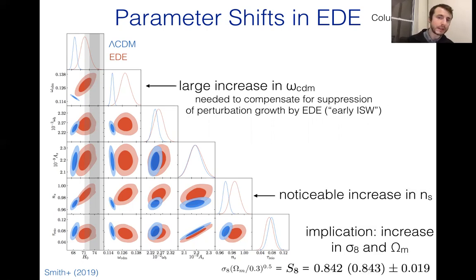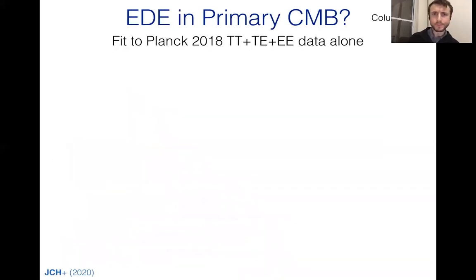There's a scale dependence to these effects, and in order to compensate for that, there's a shift in n_s, which is also required. So n_s actually has to increase; you need a bit more power on small scales. The upshot of these changes is that sigma 8, the late-time amplitude of fluctuations, and omega m, the matter density, change a bit as well. This is captured in the S8 parameter that is conventionally used in weak lensing studies. So S8 goes upward.